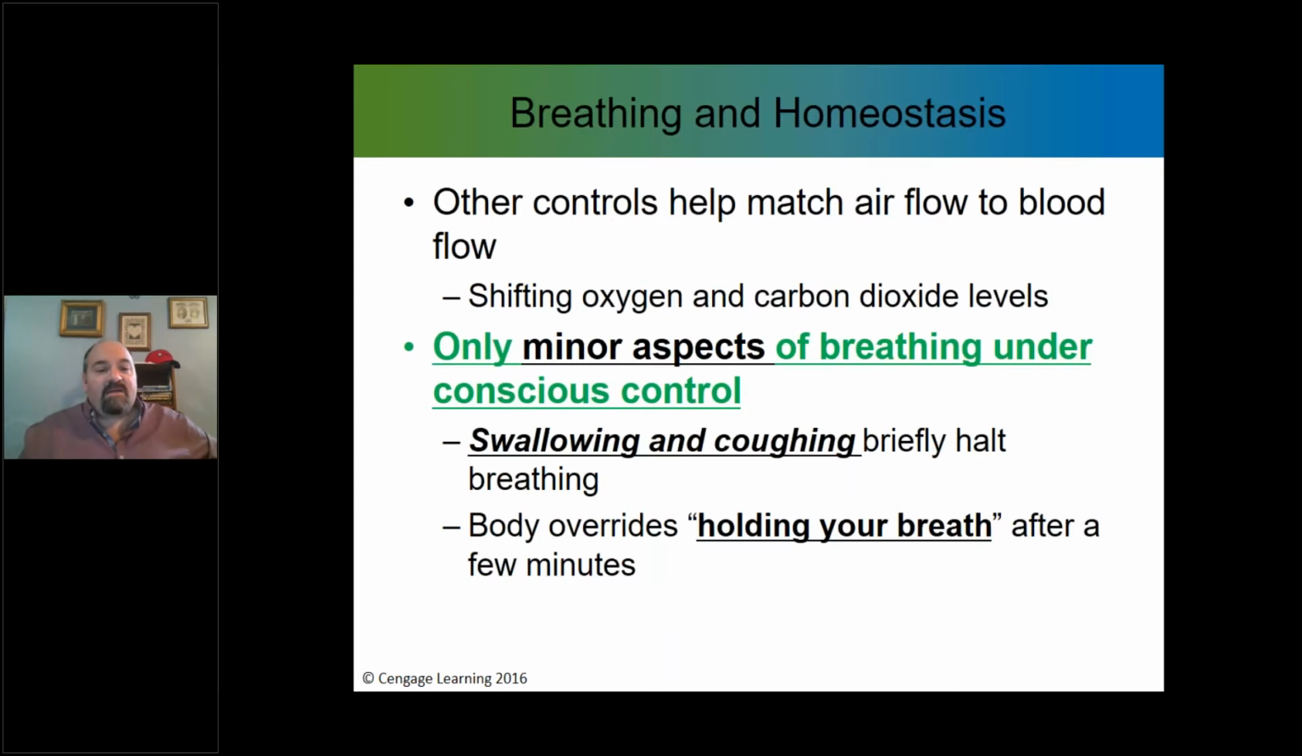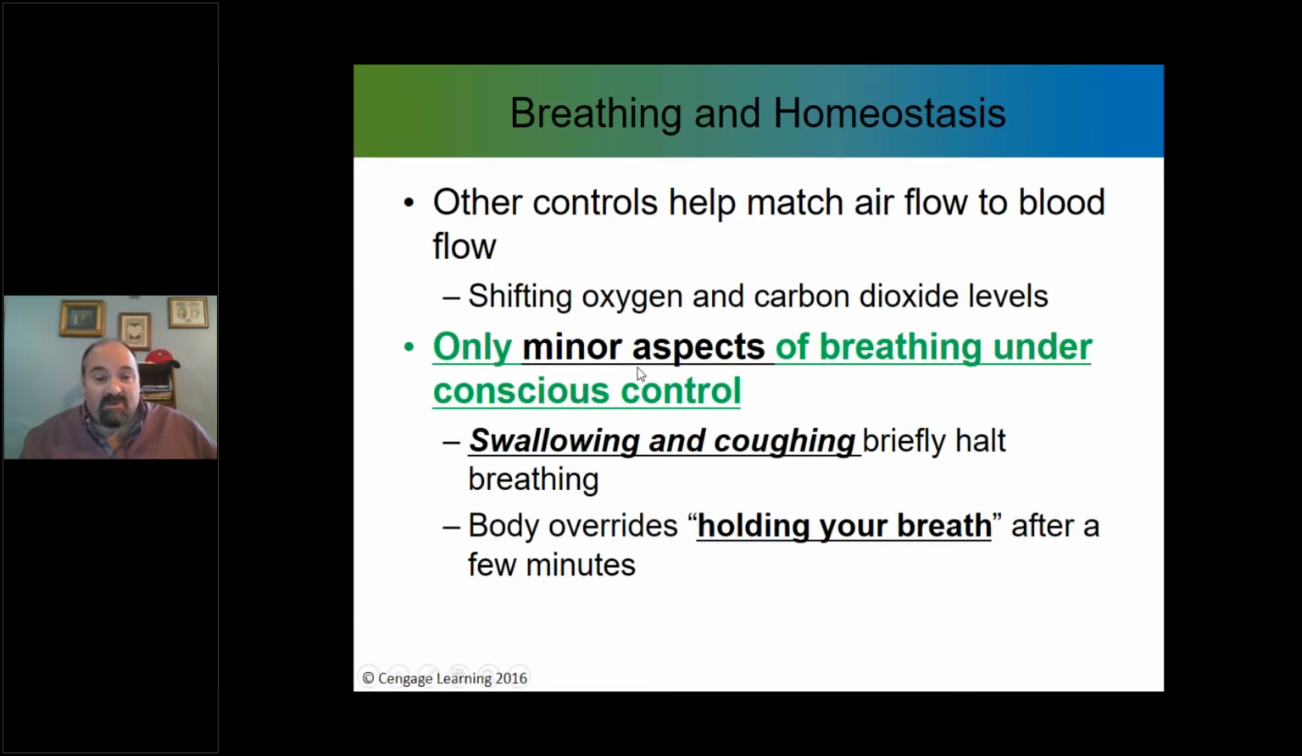So you'll see here, other controls help match airflow. So homeostasis, right? The stable environment within our body. When we think of stability and homeostasis, we think of the gas levels in particular, but there are also other areas of the body that can be affected as a result of your respiration.